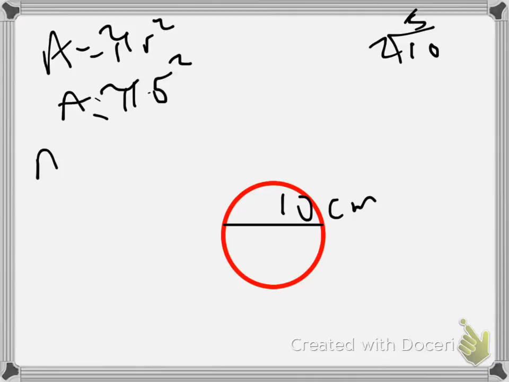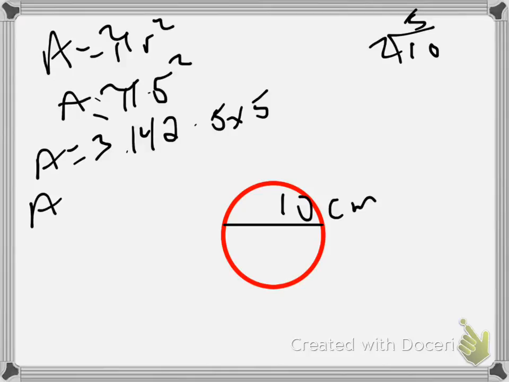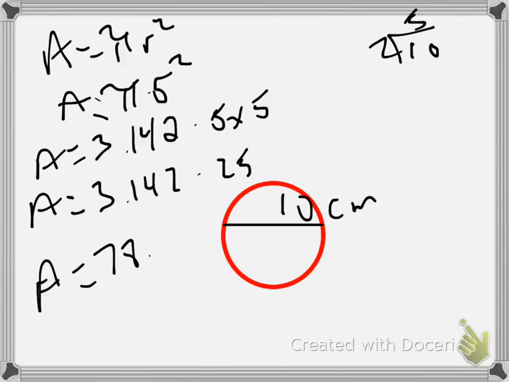Now I have 3.142 times 5 times 5, 3.142 times 25, and I end up with area of 78.55, similar to the one that I had before. That's 78.55 centimeters squared. This is area using both diameter and radius. Refer back to the video as needed.